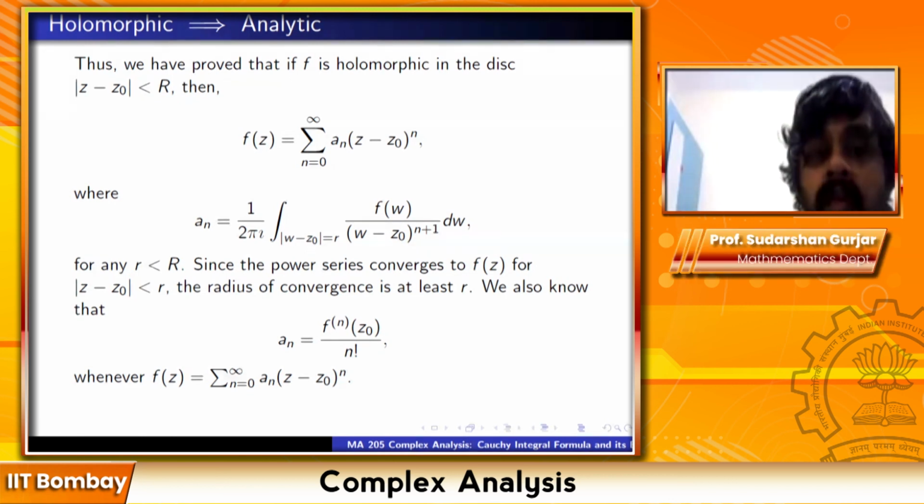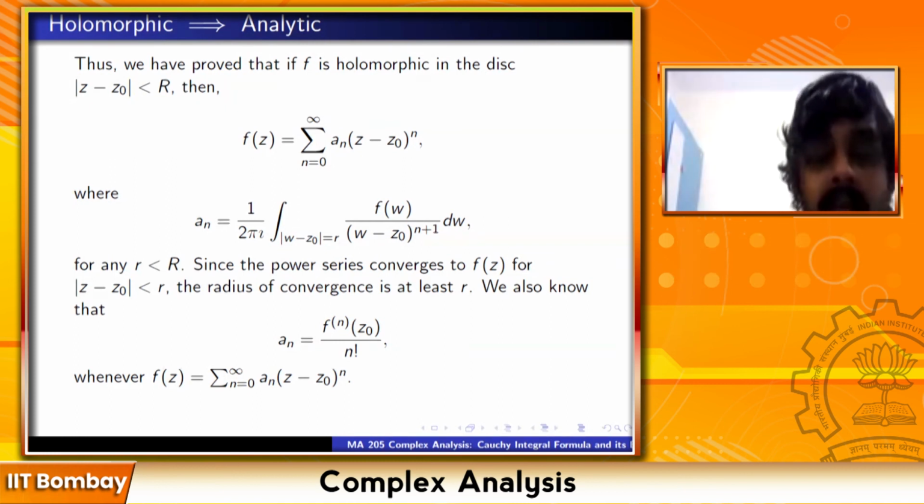When you differentiate f(z) n times, all the lower terms go away, and all the higher terms will also go away when you substitute z equal to z naught. So you are only left with some multiple of a_n. So a_n is the nth derivative at z naught upon n factorial, whenever f(z) is equal to summation a_n (z minus z naught) to the n.